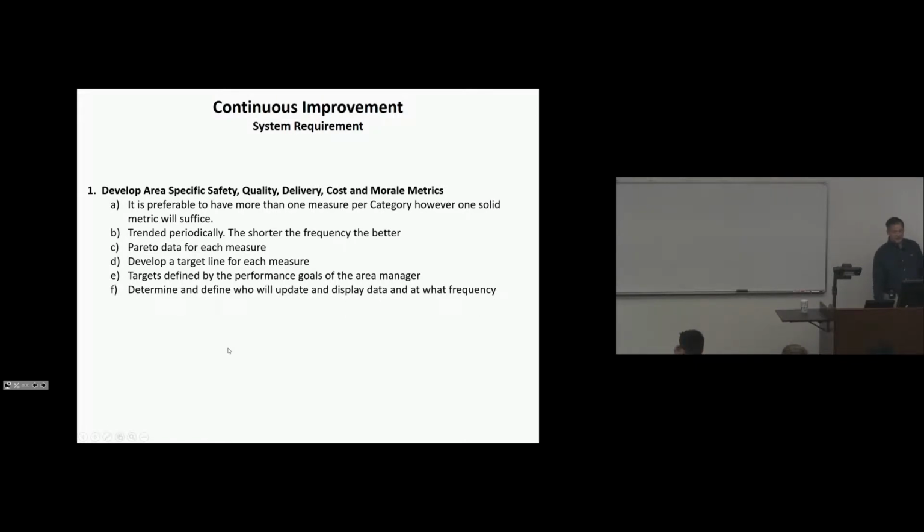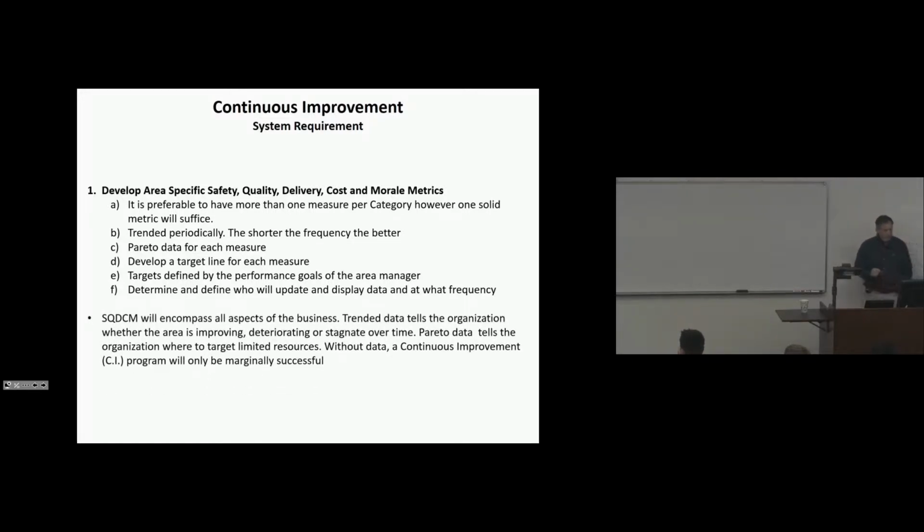Determine and define who will update and display the data and at what frequency. Make sure you have integrity in the data system. Make sure that if you're posting this for everybody to walk through and see, it's current, it's relevant, it's updated, it's accurate. And the reason that's in there is because that doesn't happen. It's something that rarely happens well, where these things are consistently updated for people. I think I said that.